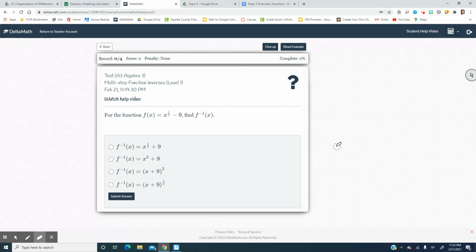All right, let's try this again then. All right, so I have y equals x to the 1/3 minus 9. There we go. Okay. So now I'm going to switch my x and y. So x equals y to the 1/3 minus 9. After I switch the x and the y, I am going to solve for y. So I can do that by adding 9 to both sides.